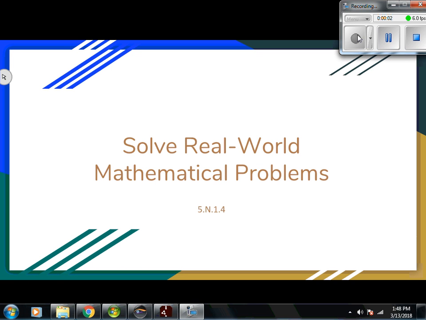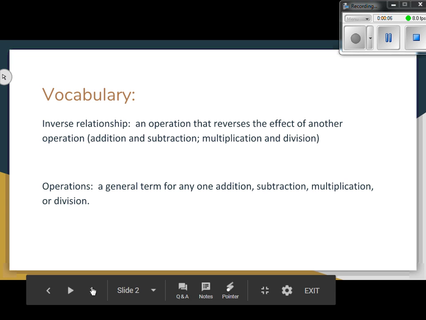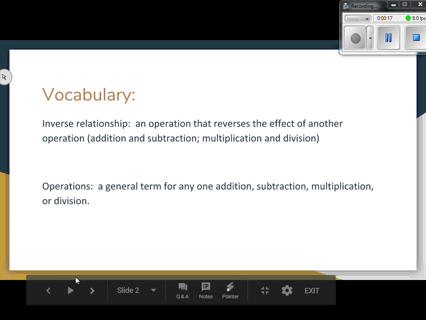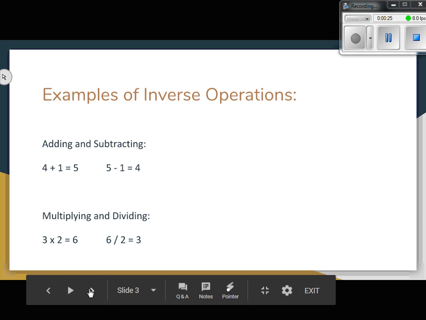Okay, we're going to talk about solving real-world math problems. Some vocabulary to know for this: inverse operation, an operation that reverses the effect of another operation. So addition and subtraction are inverse operations of each other, and multiplication and division are inverse operations of each other. Operation is a general term for addition, subtraction, multiplication, or division.